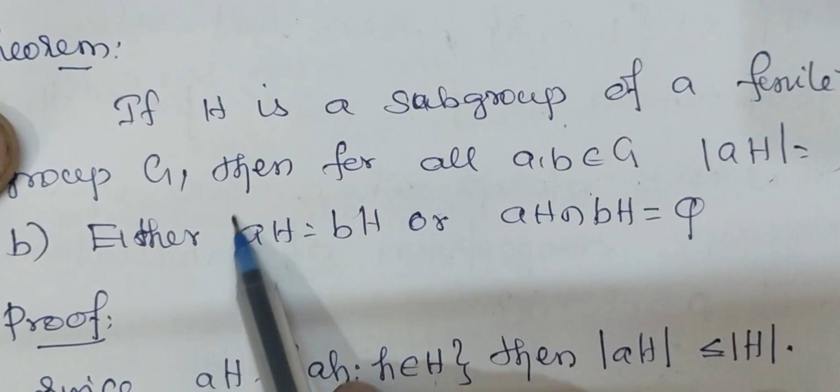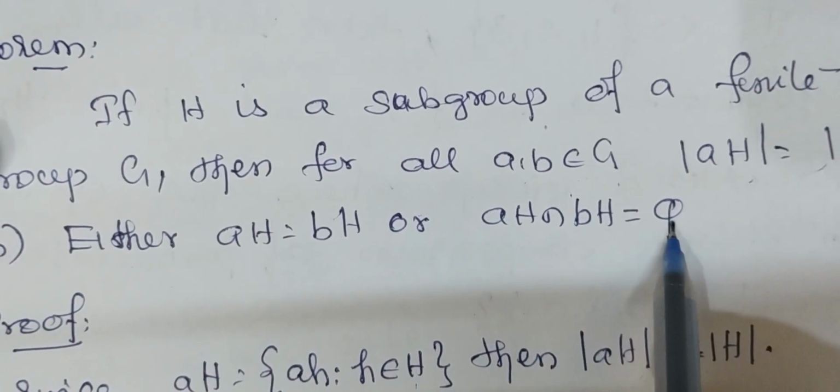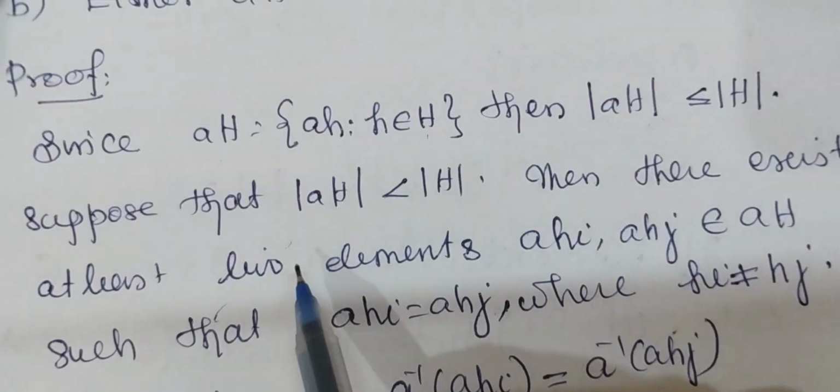Identical means these two are equal. Disjoint means there is no common element, that means the intersection is empty. So let us prove the first one.